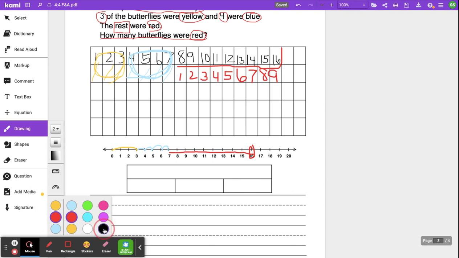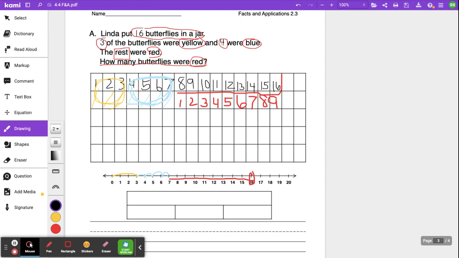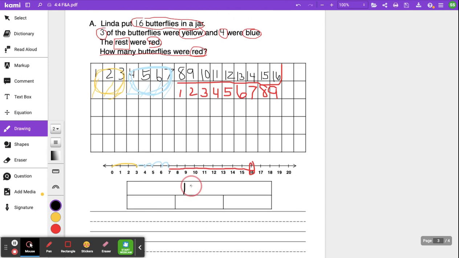Let's go ahead and put in our part holes. What was the total number of butterflies? Linda put 16 butterflies in a jar. 16. That's what we started with, the 16 butterflies in a jar. Then she told us that one part was the 3 yellow butterflies. They told us that there are 4 blue butterflies. And our question asked, how many butterflies were red? The rest were red. And we found that the rest was 9. So we found our answer.